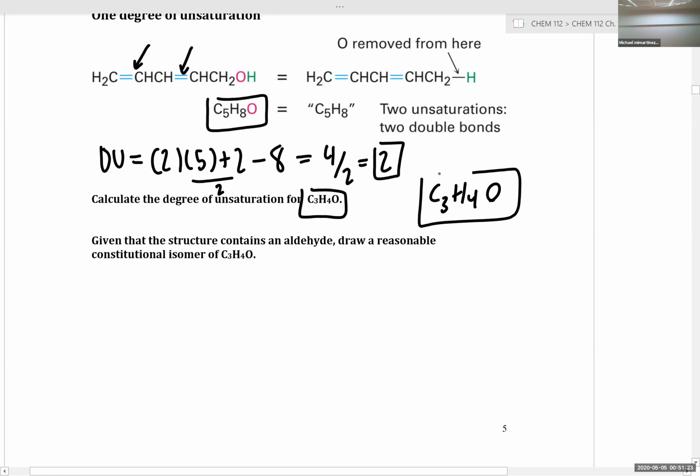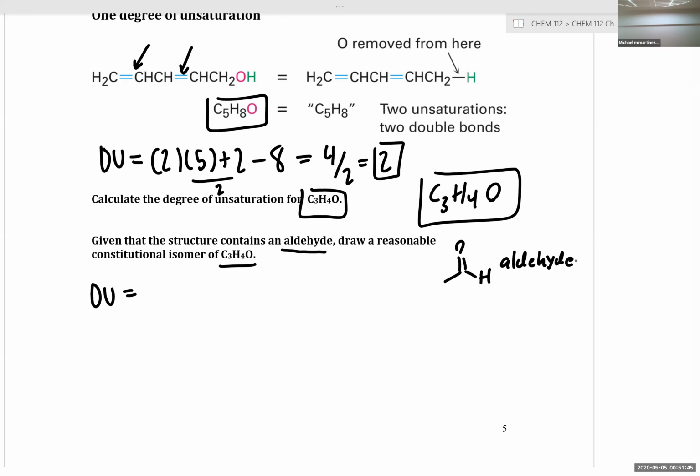C3H4O. I'd like you to calculate the DU for this formula, and given that the structure contains an aldehyde, I'd like you to draw a reasonable constitutional isomer. Remember, an aldehyde looks like this. So you want to be familiar with your functional groups as they're relevant when thinking about DU.